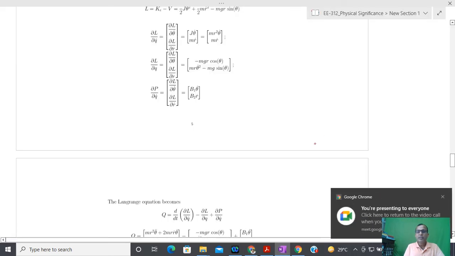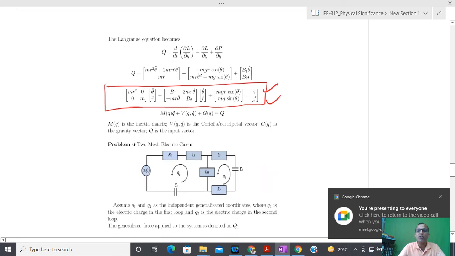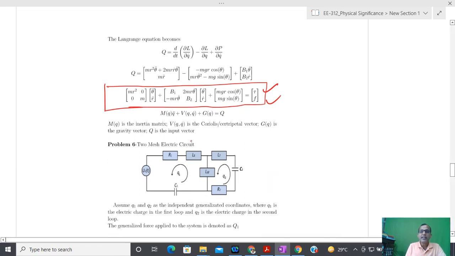And so in this way I am able to get the Lagrange equation, and it is possible to show that whenever you do any mathematical model of robotics, this kind of common differential equation comes into the picture, same like this.